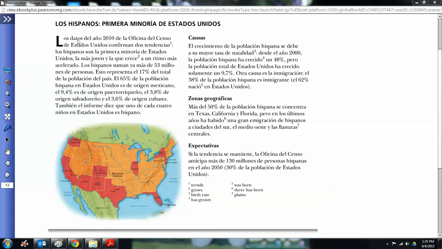So now we know what we're talking about. We know that each of these different headings is where we can look to find information on their causes, their geographic zones, and what we expect to happen.